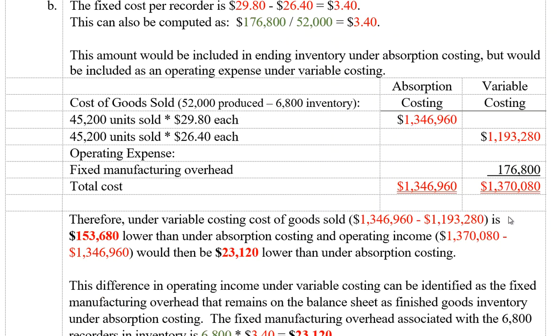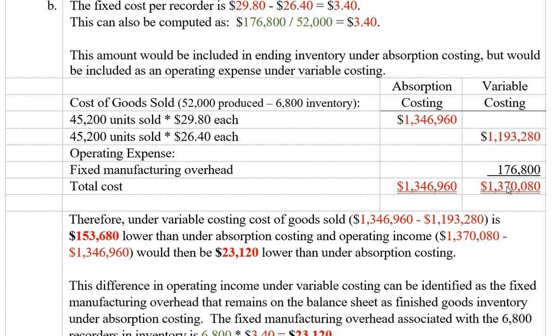But I want you to look at this. If you look down here, it says if variable costing of cost of goods sold is 153,680 lower than under absorption costing. That means if you're just taking the difference between these two, you're going to get 153,680. And then what they did here was take the difference in these two. So you're going to have 23,120 lower, right? This is cost, right? So that means it's going to affect your income by that amount.